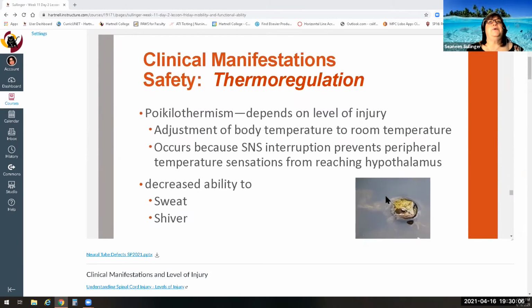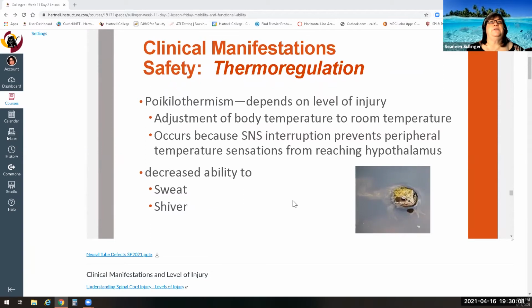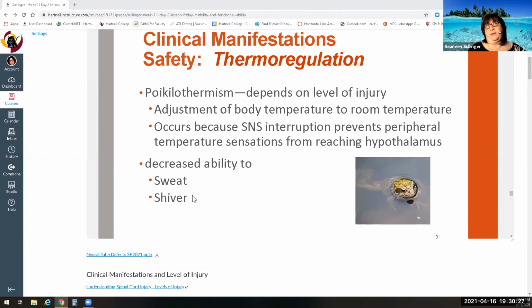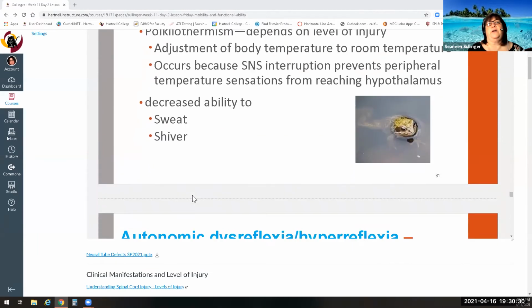And that's why we have the little froggy there. There's really no thermoregulation. It depends on the level of the injury, but the signals aren't talking to each other, and so there's a decreased ability to sweat or shiver. And that's how we regulate, right? By shivering to stay warm, or we sweat to cool down. And that ability is not there, depending on the level of injury.